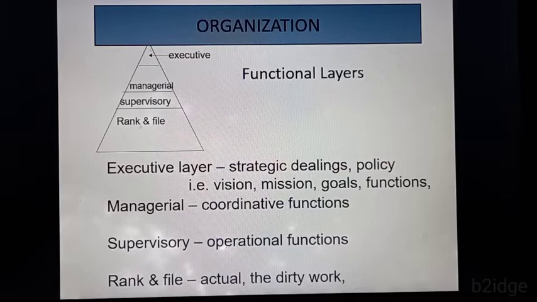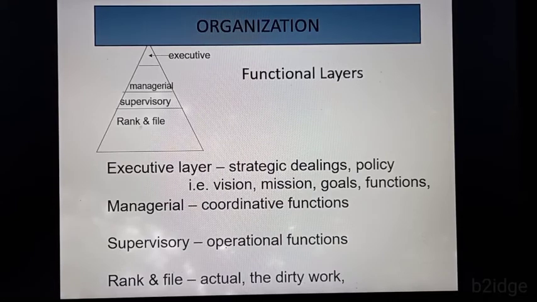Now, as you can see here, we have the functional layers of an organization. At the bottom are the rank and file employees, then the supervisory or supervisors, then the managerial and the executive. The executive layer deals with strategic dealings, policy, the vision, mission, goals, and functions of the organization. At the managerial level, they do the coordinative functions. At the supervisory level, they do the operational functions, and the rank and file do the actual work. Some say that they do the dirty work, but I would rather choose that they do the actual work.